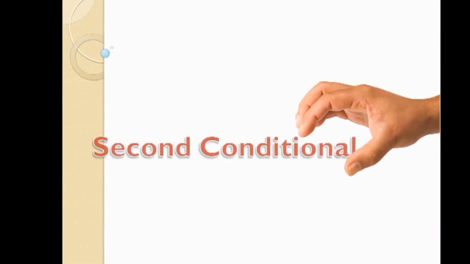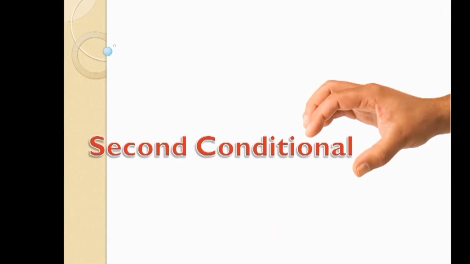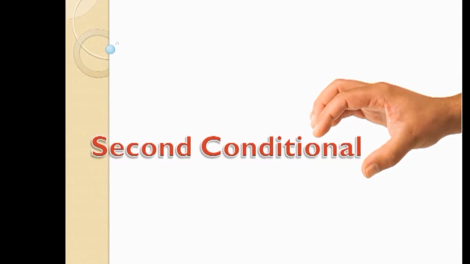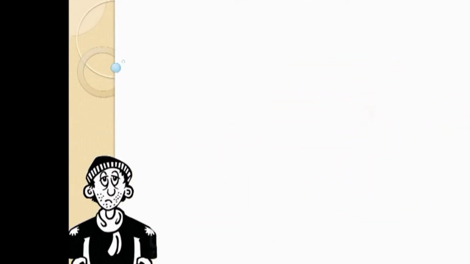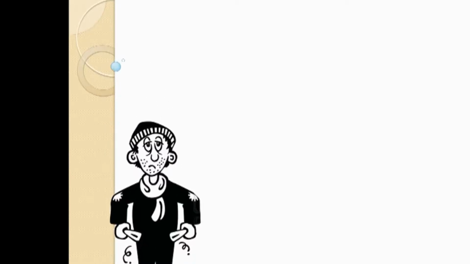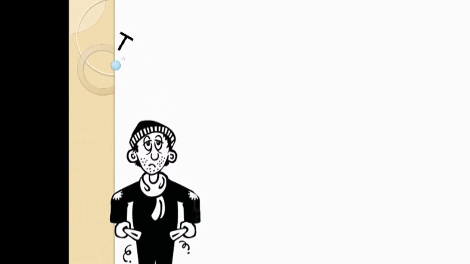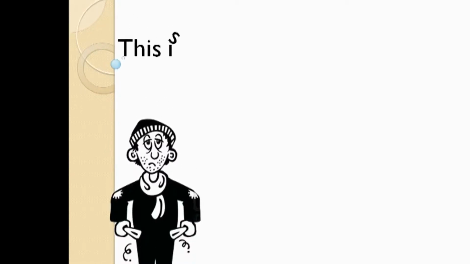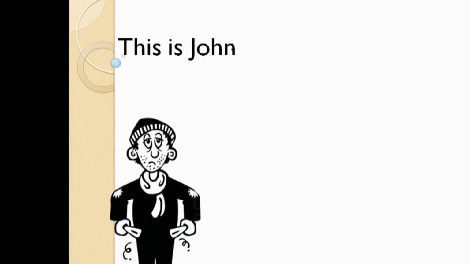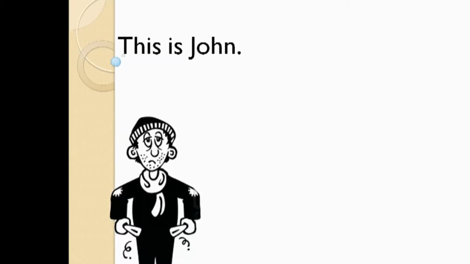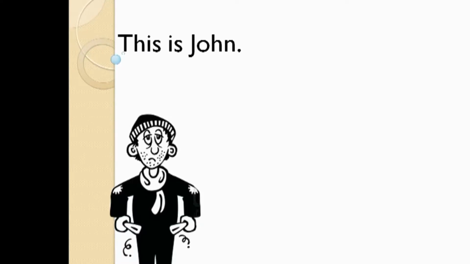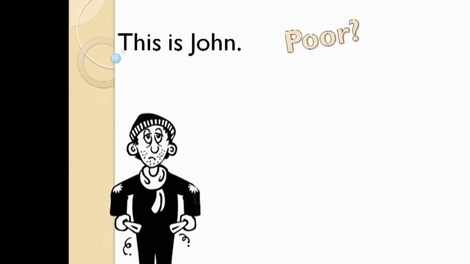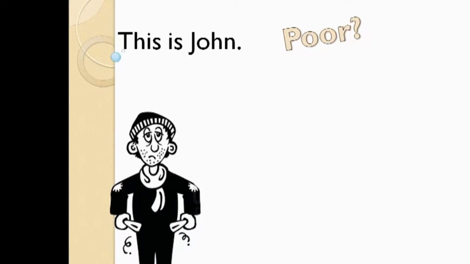Today we are going to talk about the second conditional, but first I'd like to tell you a short story. Now let's take a look at this guy. This is John. When you look at John, there's not really much to see, so let's get some info about our friend here. Would you say that John is probably poor?